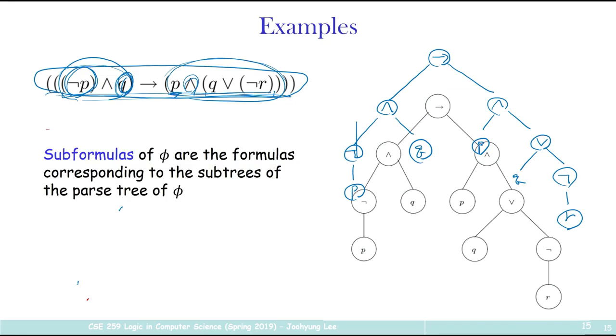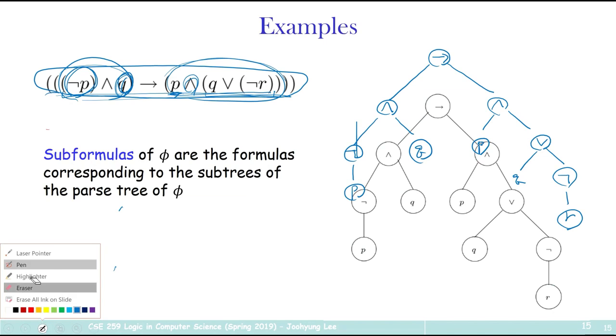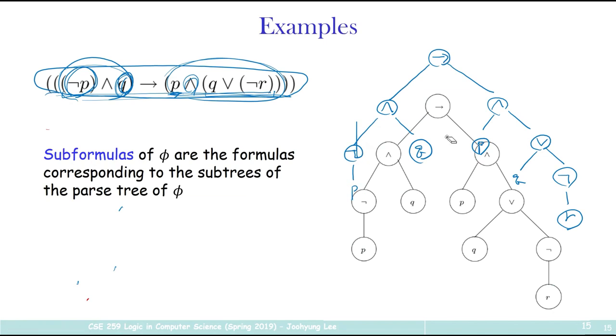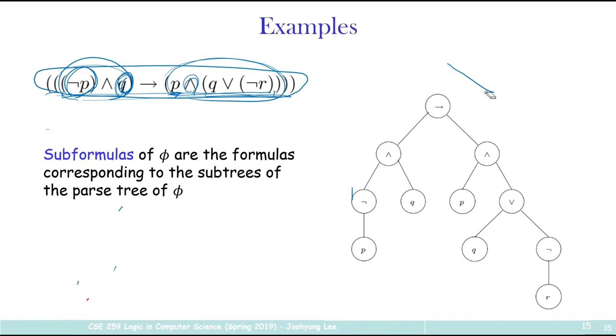Let me erase what I wrote so you can easily see. So this is the same tree that I drew. Now the definition of a subformula. What is a subformula? These are the formulas that are contained in another formula. The definition is: the subformulas of phi are the formulas corresponding to the subtrees of the parse tree of phi.